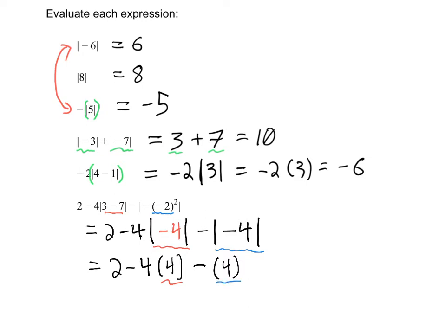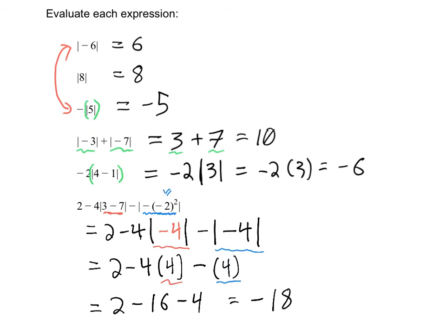And at this point, this is an expression that no longer has any absolute value signs. So we can just treat it using our order of operations. So we have 2. We'll do our multiplication first. So 4 times 4 is 16. So 2 minus 16 minus 4. This is going to give us a negative 18 as our final answer. So just note as we were working through this that we did the operations inside the absolute value bars first.